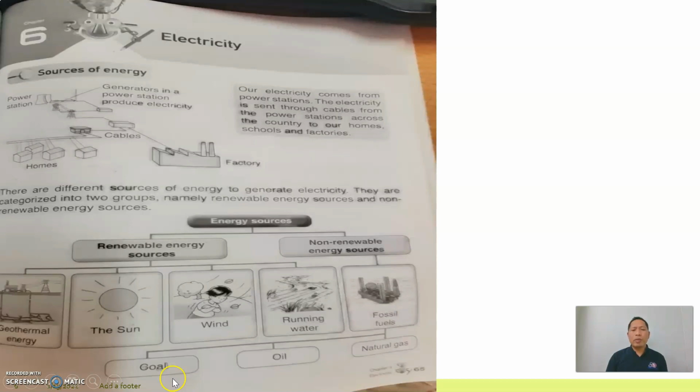So again, energy sources have two groups. Name them renewable and non-renewable sources of energy. What are the examples? Geothermal, the sun, wind, and water. These belong to renewable energy. How about the non-renewable energy? Oil, coal, and gas. These are the sources of energy to become electricity.